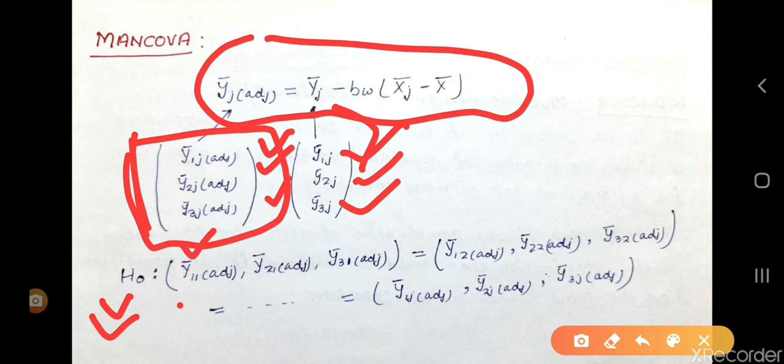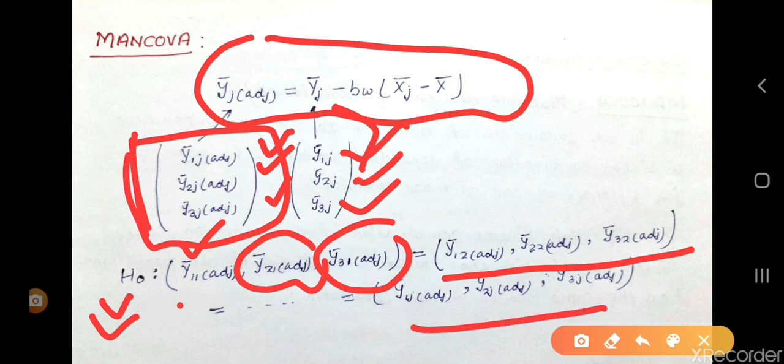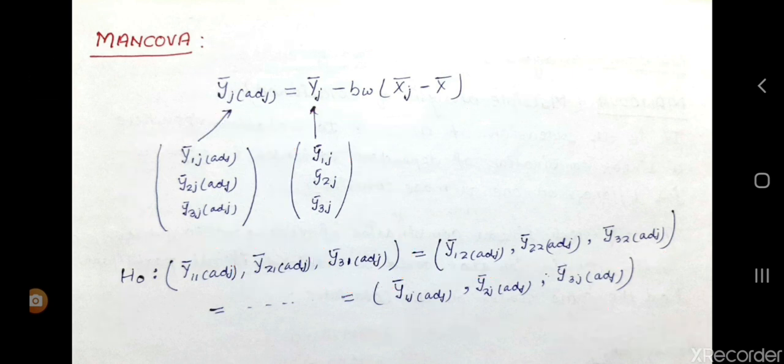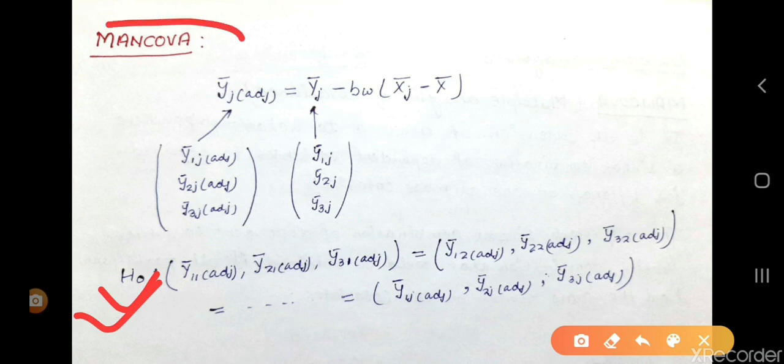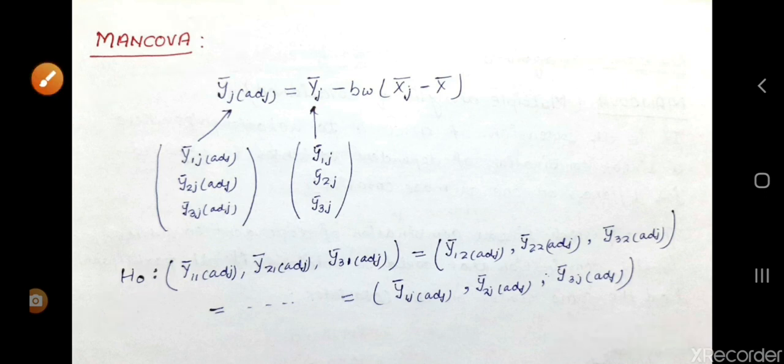Y11 j adjusted mean, Y22 j adjusted mean, and Y31 adjusted mean. Similarly for second and third up to j, the total number of groups. For all j groups, their adjusted means are equal. This will be the hypothesis for MANCOVA. Clear? So this was all about MANOVA and MANCOVA. Thank you.